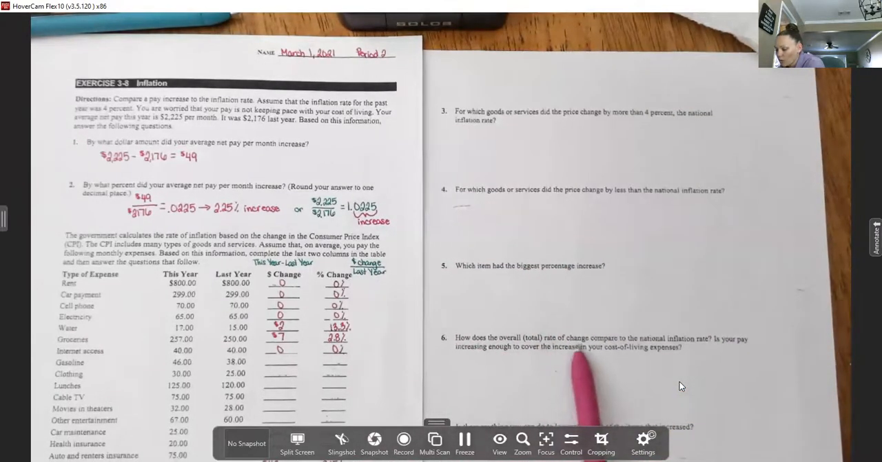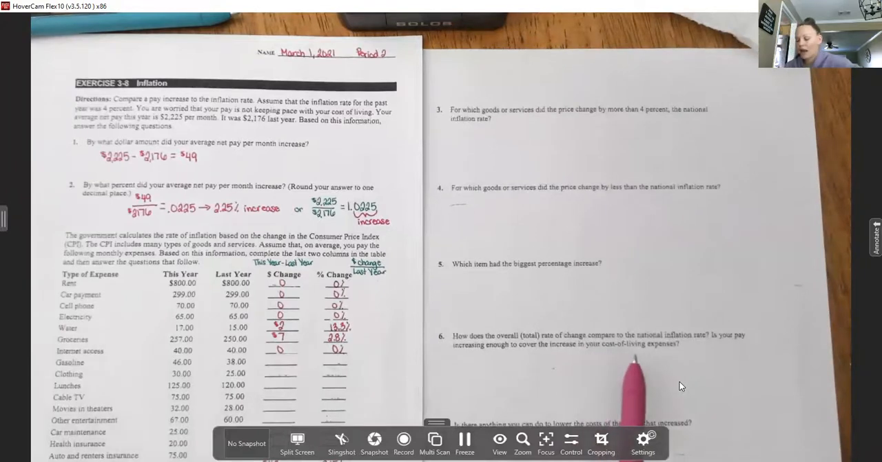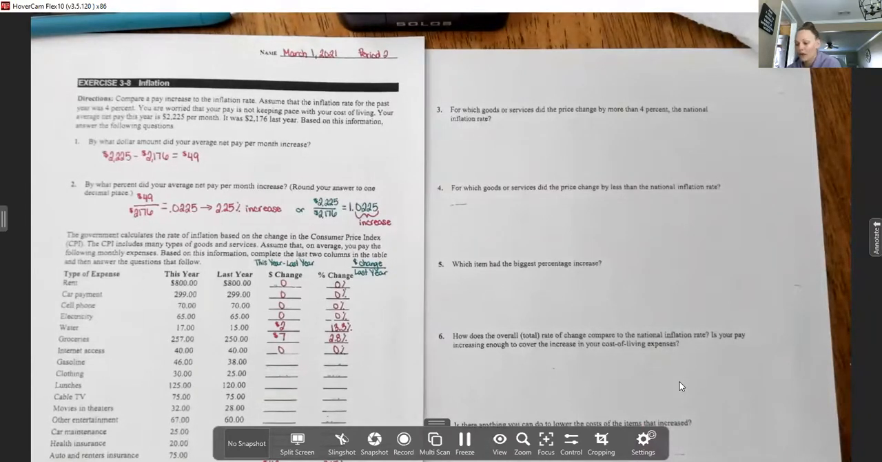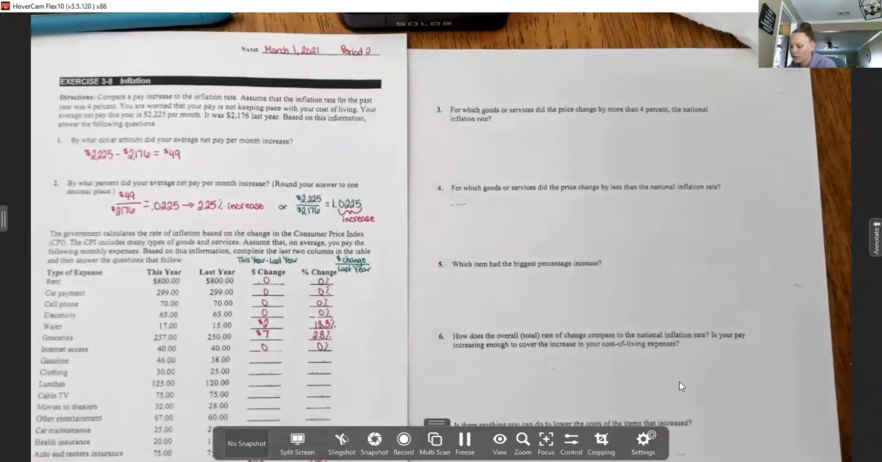How does the overall total rate of change compare to the national inflation rate? Is your pay increasing enough to cover? So here, this is 2.15, or you rounded it to 2.2, where the national inflation rate was 4%. So it is raising enough because you didn't have a 4% increase or higher in your bills.